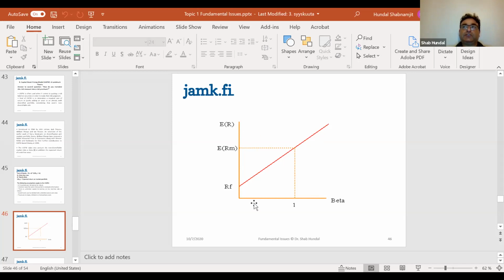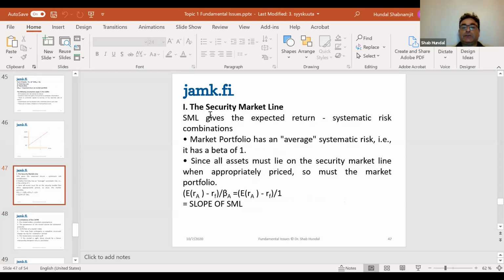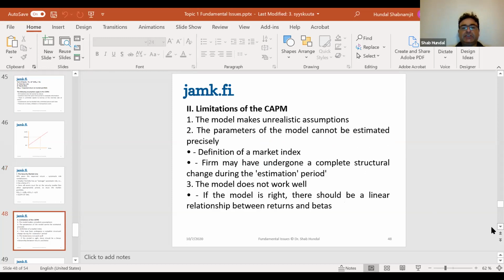So the critics are of the view that this line being a straight line is not a reality. In reality, this SML, what we call the security market line, should be non-linear. But anyway, that's not the point of debate at this moment. Limitations are very obvious. If you disagree with the assumptions, then it becomes a limitation. So I don't think there is a point in discussing limitations.